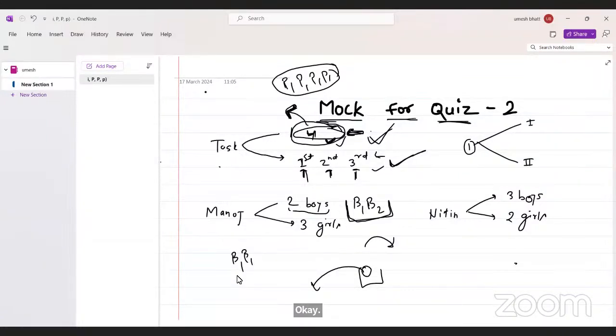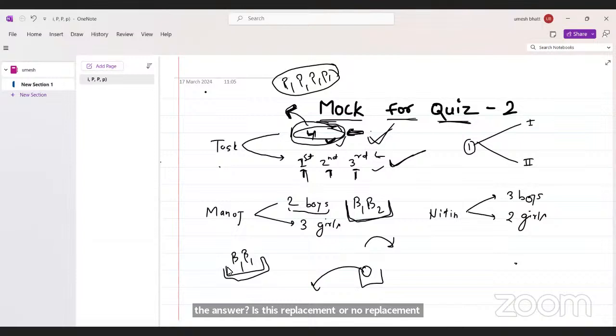So what is the answer here? In this case, is this replacement or no replacement? Sir, no replacement. Yeah, no replacement.